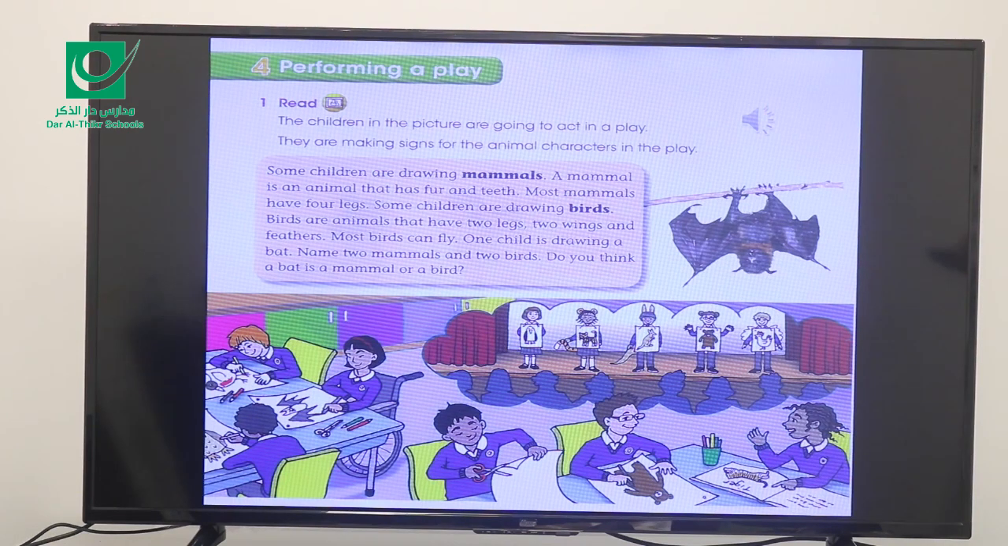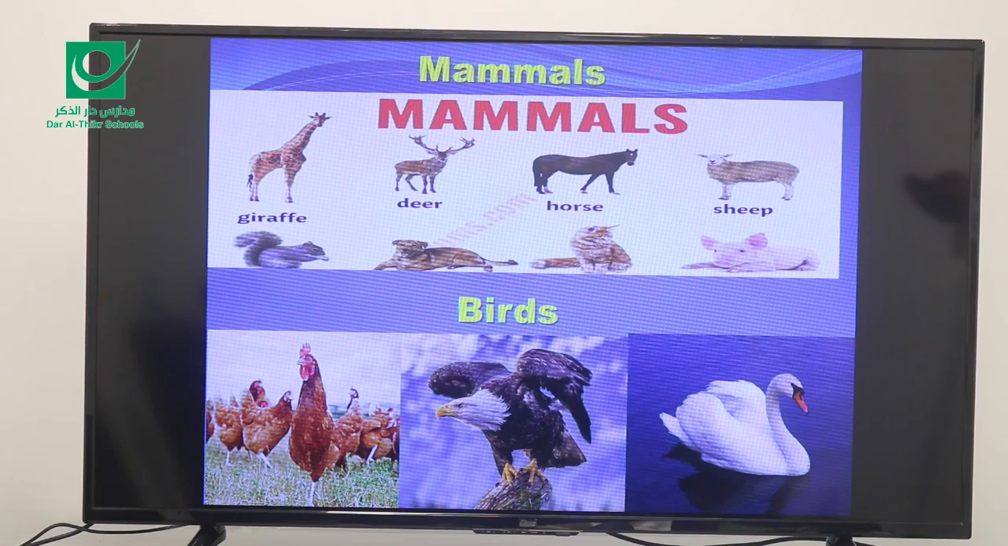Here we have two kinds of questions. The first one, name two mammals and two birds. And after that, do you think a bat is a mammal or a bird? Actually, it is a mammal. Yes, this is the answer to the first part of the question.